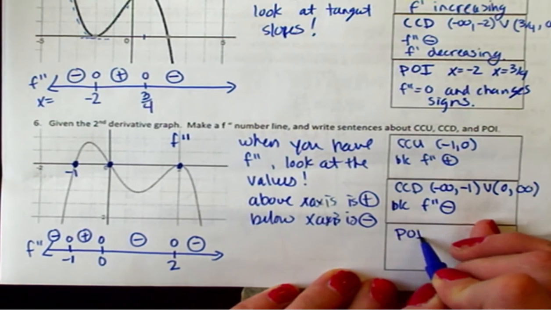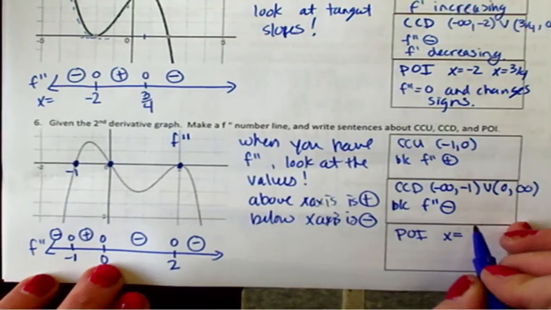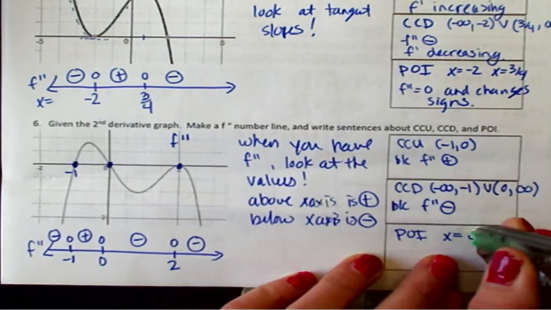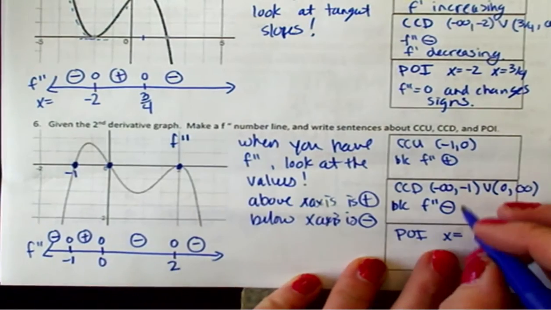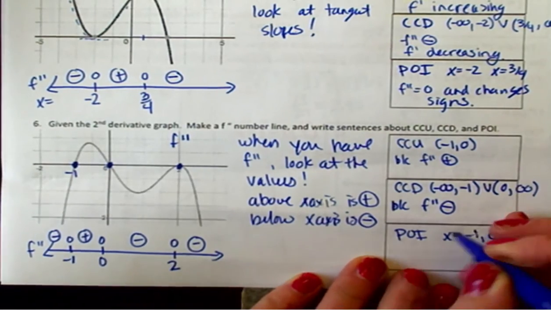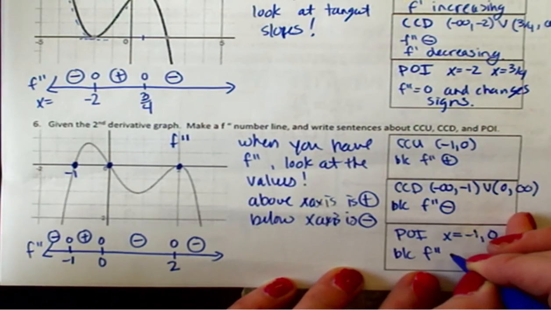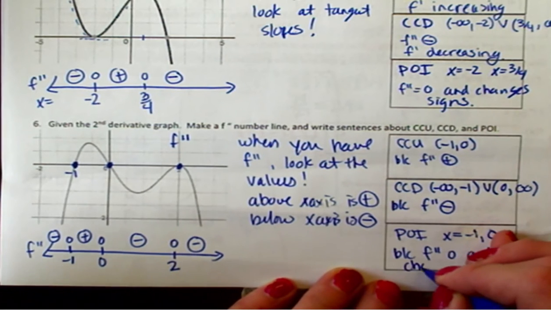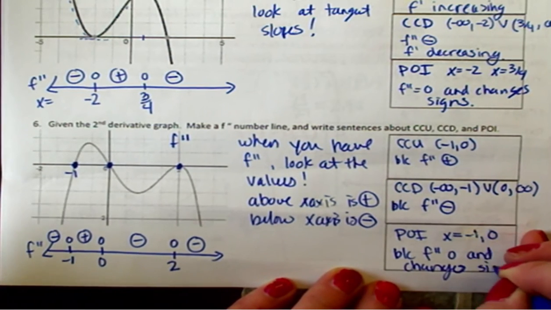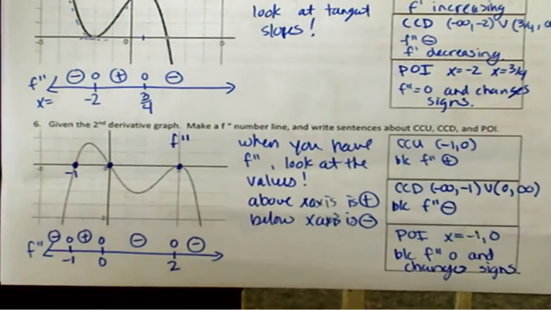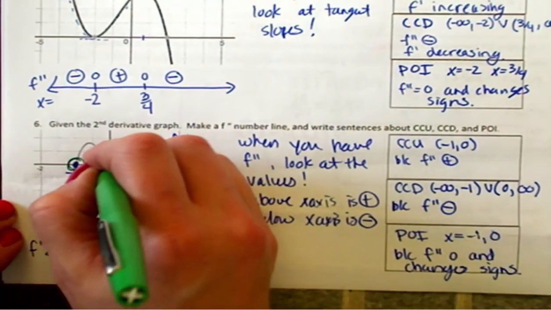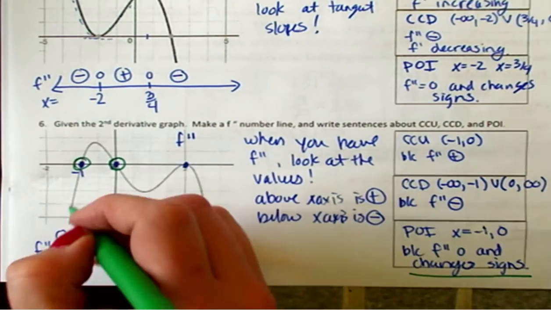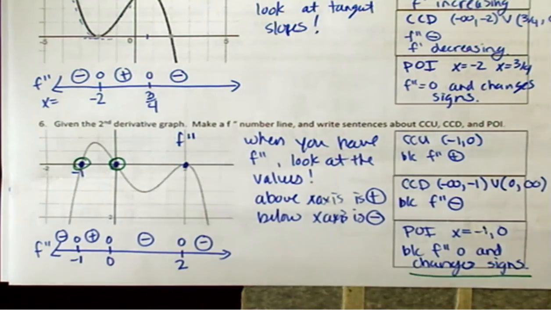Point of inflection at x equals, there's only two places where it changes, -1 and 0. Because double prime 0 and changes signs. That it actually changes positive to negative or negative to positive.